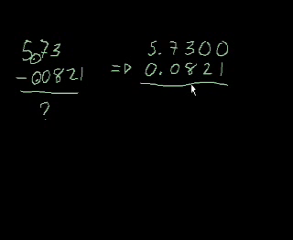The first thing we do in any subtraction problem is see if any of the numbers on top are smaller than any of the numbers on the bottom. Well, in this case, there are a lot of them. This 0 is less than this 1, this 0 is less than this 2, this 3 is less than this 8. So we're going to have to borrow.